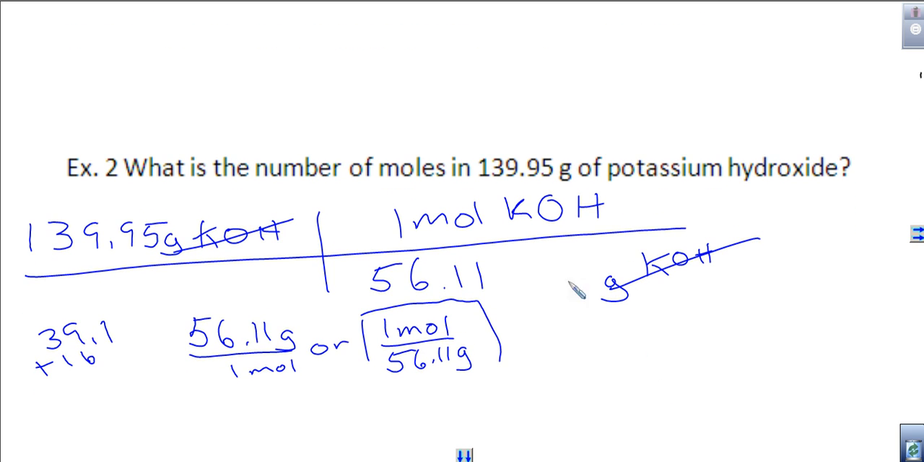So what does my final answer end up being? Well, I'm going to multiply by the stuff that's on top, and then divide by the stuff that's on bottom. Because anything multiplied by 1 is itself, I don't actually have to multiply this number by 1. So I'm going to do 139.95 divided by 56.11. What do I get as my final answer?